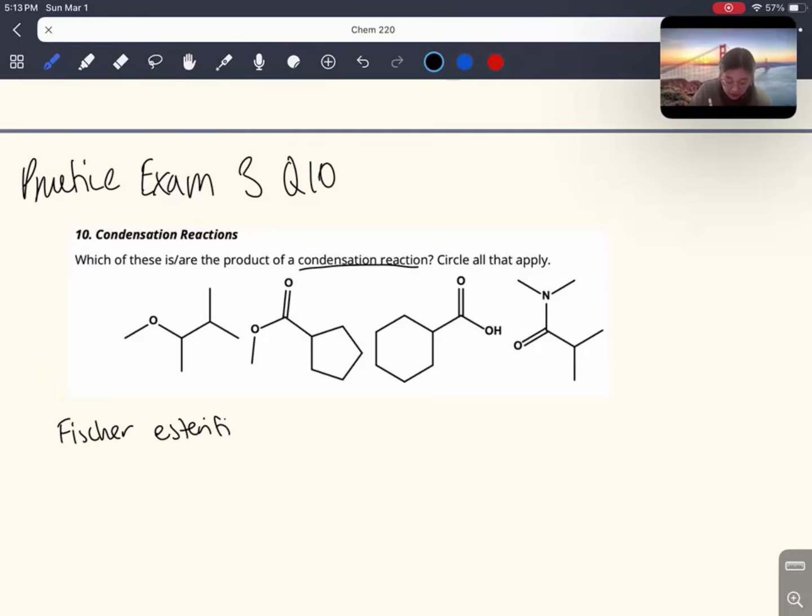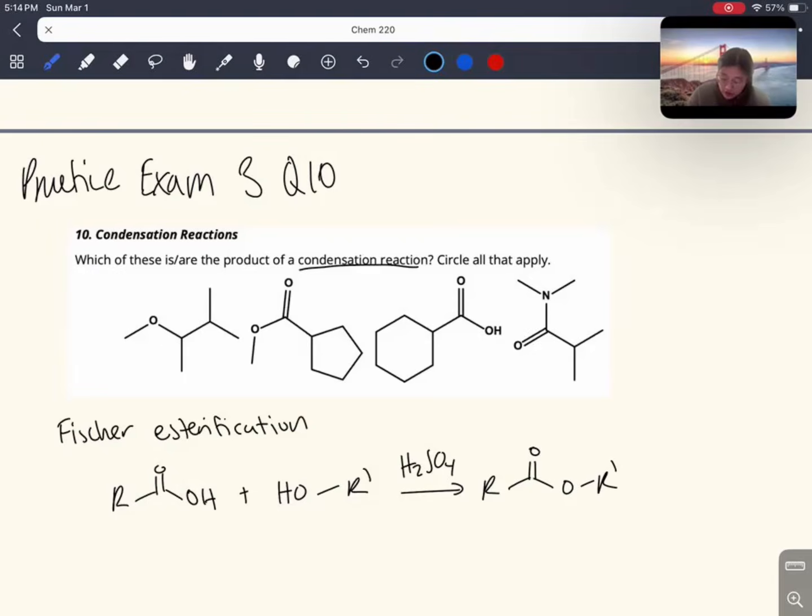So I'll redraw the general mechanism again. If you have a carboxylic acid and you combine that with an alcohol, with some sort of acid catalyst, you get an ester and you get water as a side product. So remember, condensation reaction means that you're forming some sort of smaller molecule, such as water, as a side product. In this case, you're forming water. And again, the water comes from the OH group on the carboxylic acid and the hydrogen on the alcohol.